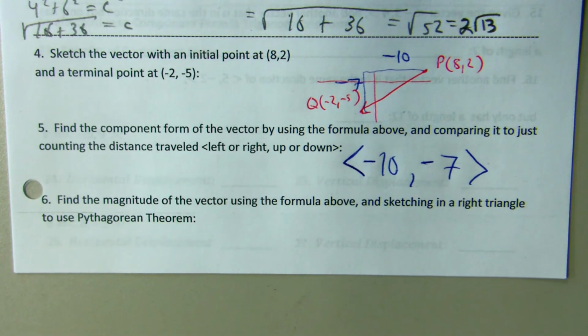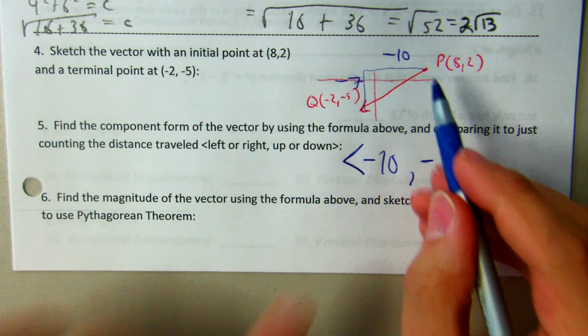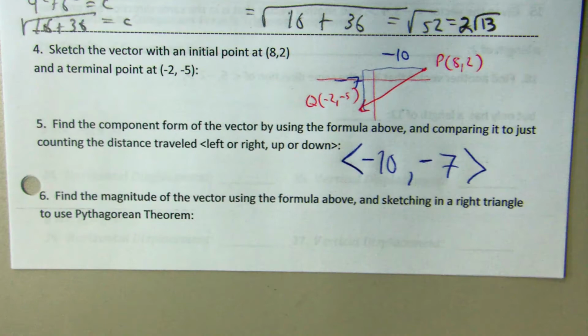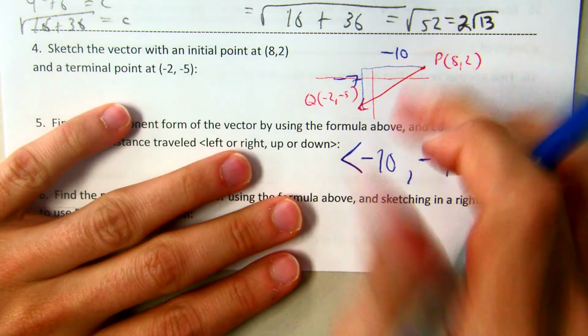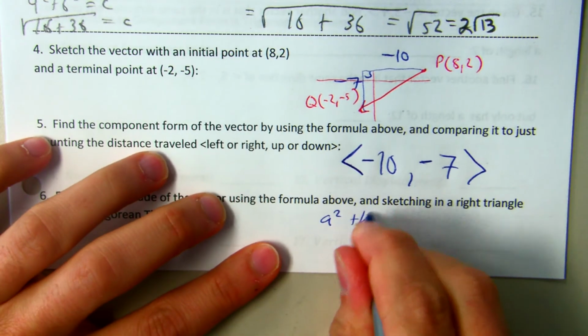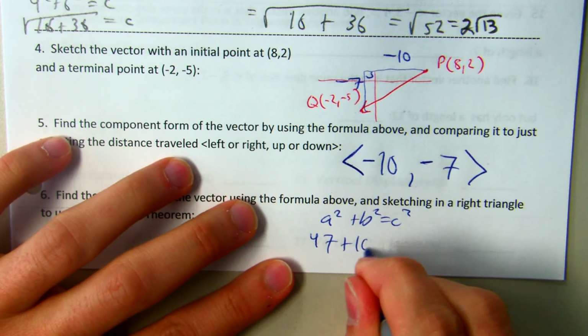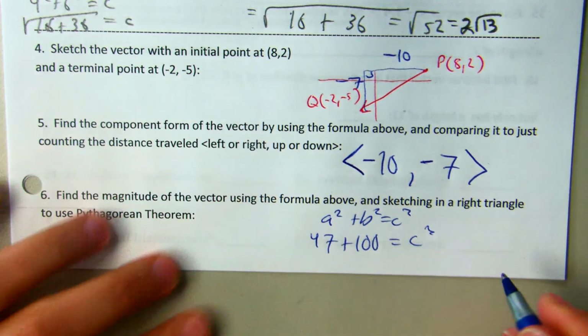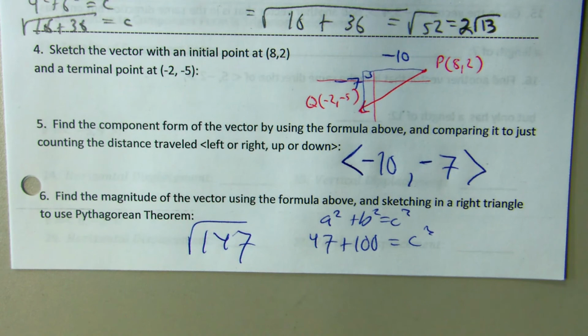Alright, and then same thing with part 6. You can use these 2 points in the distance formula. The distance between the 2 points is the same thing as the length of that line, which ends up being the magnitude of the vector. But you've got the whole picture set up here. You can see your right triangle here. So there's nothing wrong with the Pythagorean theorem. Leg squared plus leg squared equals hypotenuse squared. So the square root of 147.